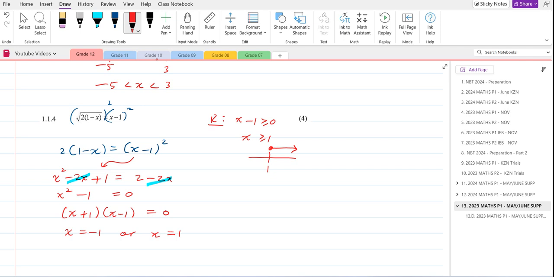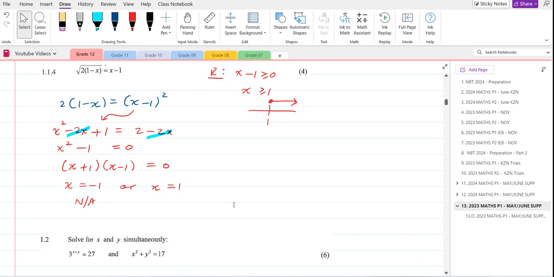I can't choose -1 as the answer, because when I substitute -1 into the original equation, remember the original equation is, check the right hand side, -1 is -2. Can the square root of anything be negative? No. So that's why we write not applicable. Alright, so there's only one answer, which is x equals 1.